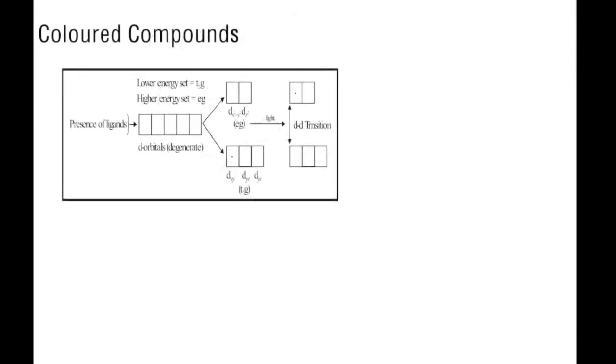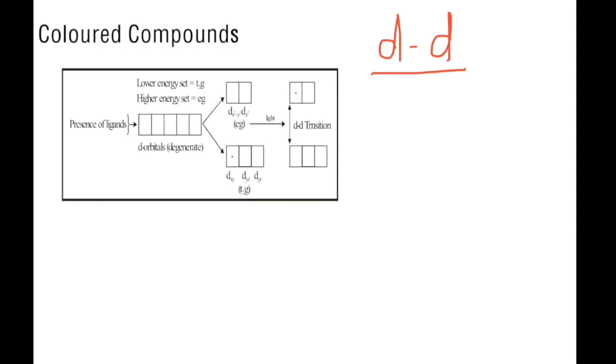Now we have to discuss why the transition metals form colored compounds. The formation of colored compounds in transition metals is mainly due to d-d transition. What is d-d transition?